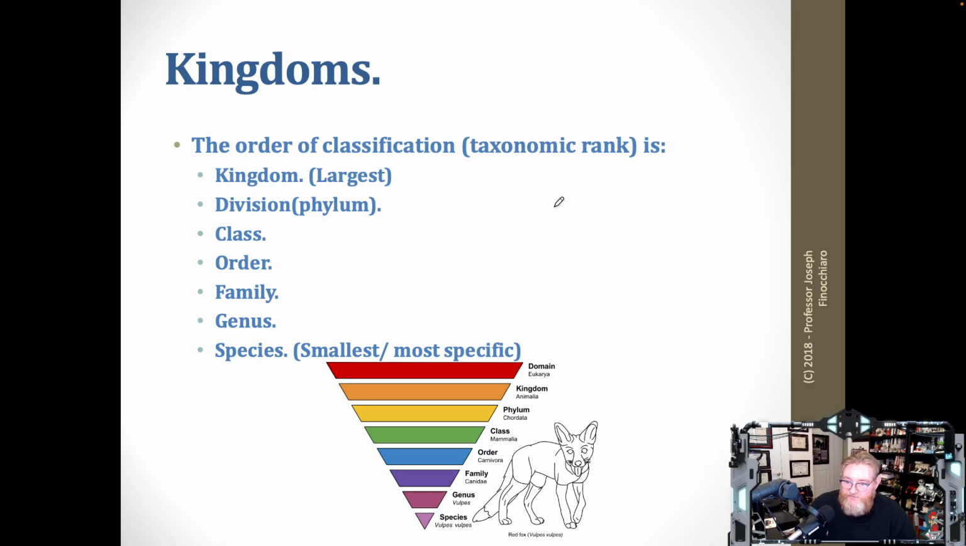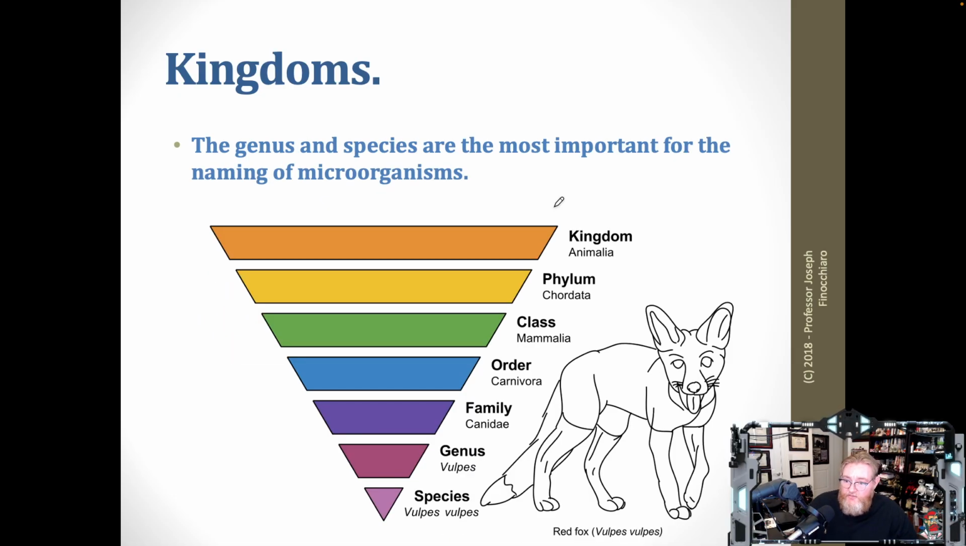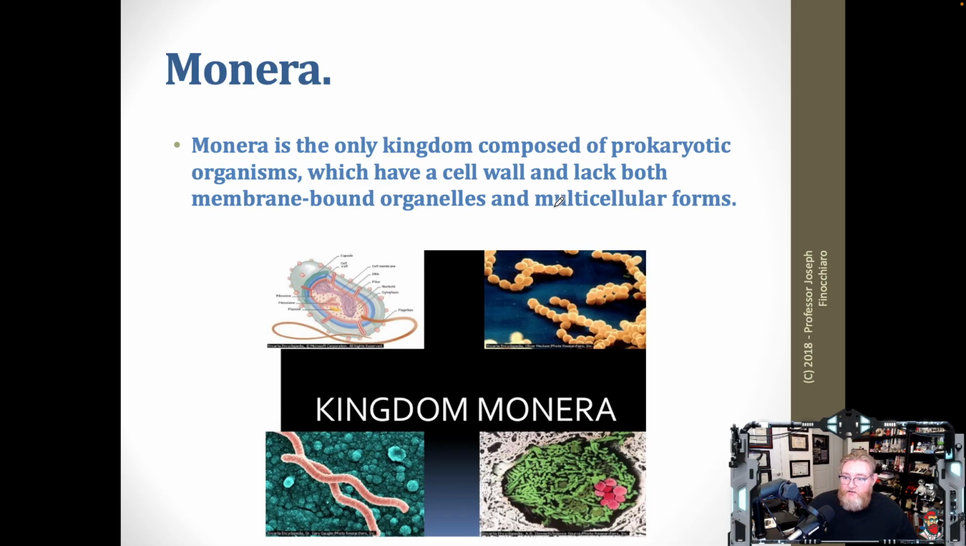The order of classification, known as the taxonomic rank, going from largest to smallest, is kingdom, division, class, order, family, genus, and species. So kingdom, division, also known as the phylum, class, order, family, genus, species. The genus and species are the most important for the naming of microorganisms. Monera. Monera is the only kingdom composed of prokaryotic organisms which have a cell wall and lack both membrane-bound organelles and multicellular forms.